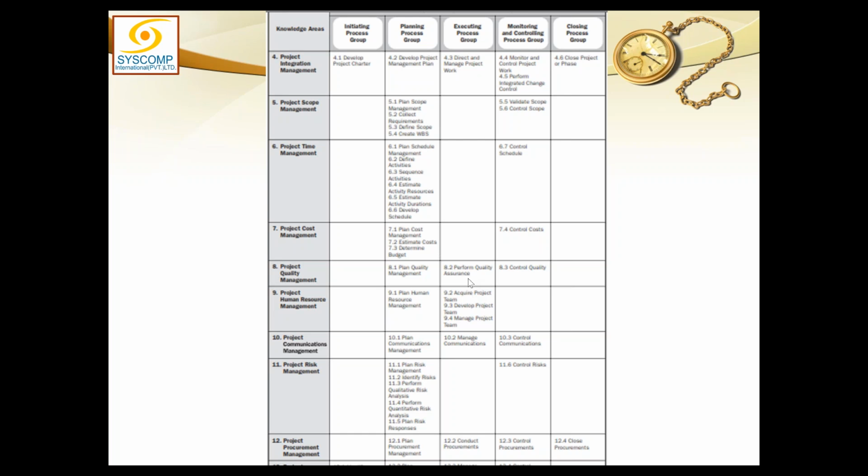We have quality assurance in execution. In monitoring and control, we have quality control. And in planning, we have plan quality management. So what happens is, when we are planning the quality, a quality management plan is created, which defines how the quality of this project will be assured and how it will be controlled. Now, assurance has to deal with the processes and control has to deal with the deliverable.